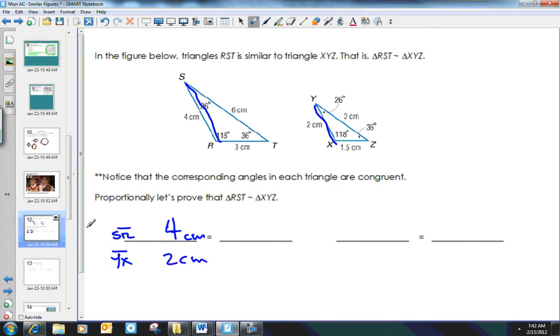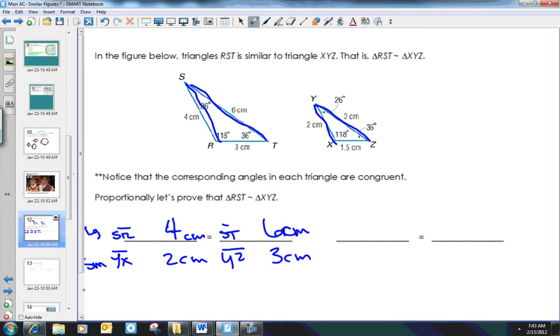So when we write our proportion here, our labels here are going to be large and small. The large triangle measurements will go on top. The small triangle measurements will go on the bottom. So for the large triangle, side SR matches with side YX. So those two go here in our first fraction for our proportion. Now we're going to pick another set of matching sides. So I have line ST, and ST is worth 6 centimeters. And its corresponding side is YZ. And YZ is worth 3 centimeters.